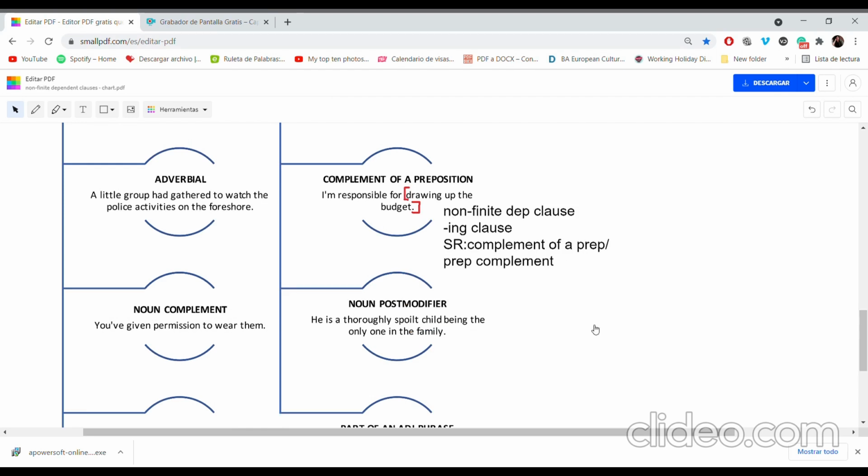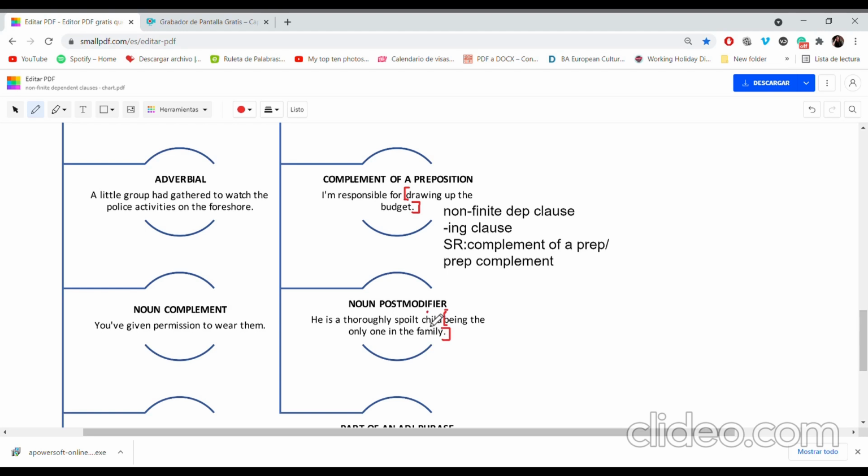If the dependent clause, in this case the ing clause, is placed after a noun, this means giving us information related to the noun. In this case, we'll have a noun post modifier. See that here we have our dependent clause headed by an ing participle. His thoroughly spoiled child being the only one in the family. Please note that being the only one in the family is extra information related to the child, right?